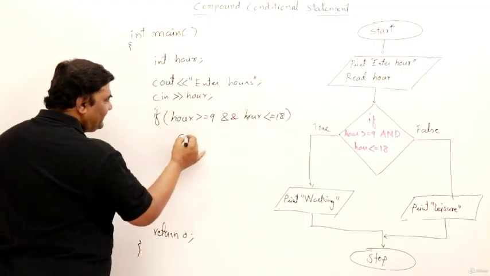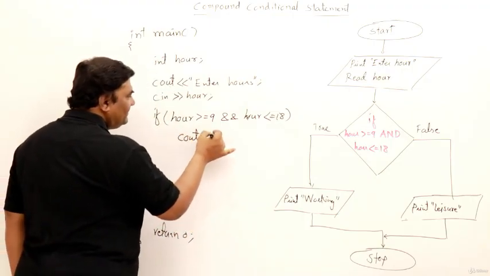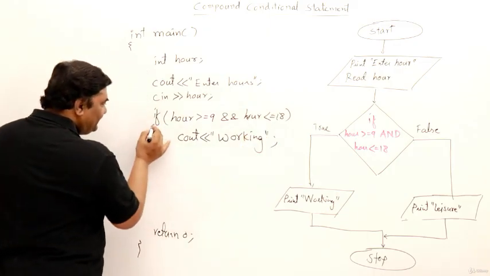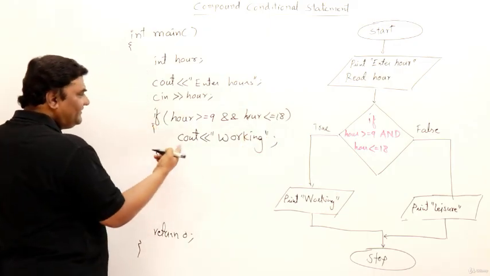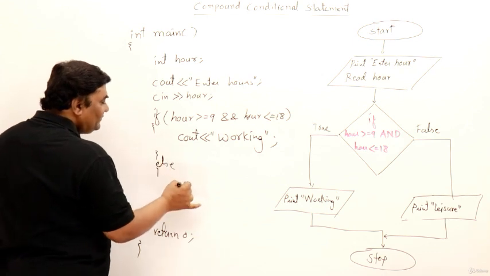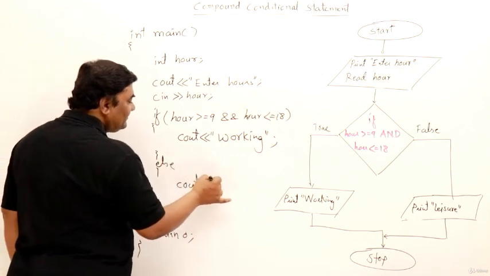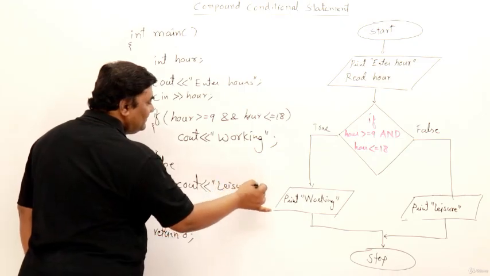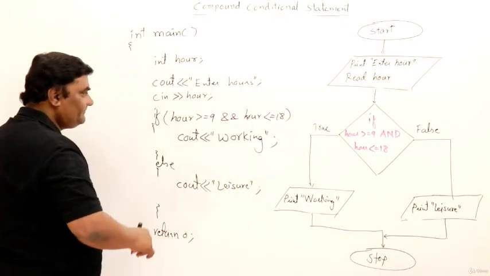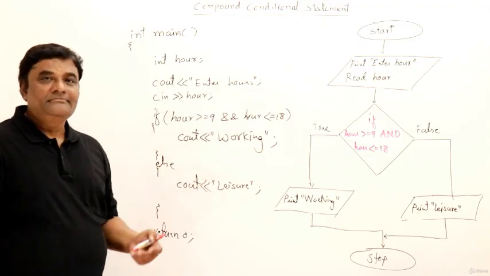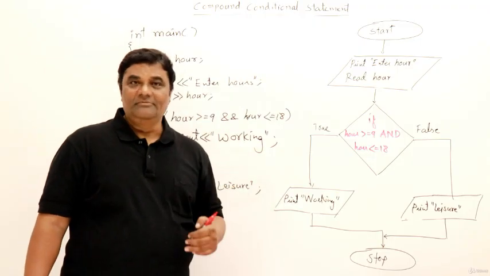Then I should print a message that is working. See, this can be inside flower brackets, but if you have a single statement, you can skip them. Then else, out here, it's leisure, right? This is leisure. That's all. So this is the program. This is a simple program using compound conditional operations.